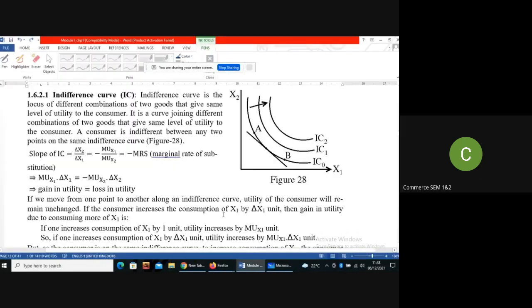So let me go back here. An indifference curve is basically the locus of different combinations of two goods that give the same level of utility to the consumer. A consumer is indifferent between any two points on the same indifference curve. So here point A and point B will give you the same amount of utility. That is why you call this an indifference curve.